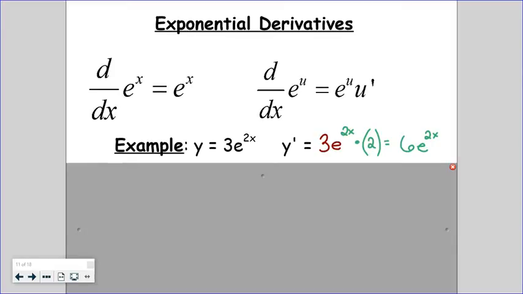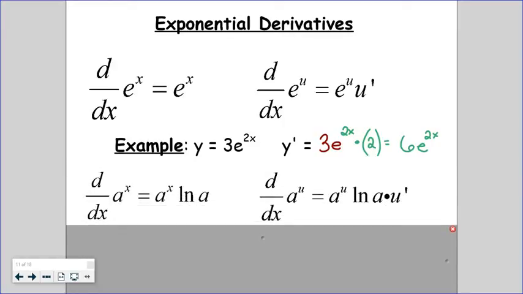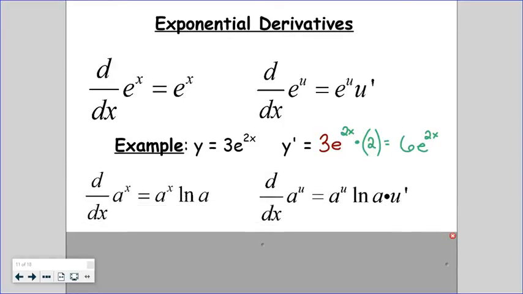Okay. Now, what if the base is any other number besides e? Well, it looks a little different, but we'll talk about how they're actually the same thing that we're looking at. If it's any other number, 2, 5, 7, any other number as a base raised to an x, we get the original, a to the x, but then you also follow it with times the natural log of the base. And if the exponent happens to be more than just the letter x, we apply chain rule. So derivative of the outside is the original, a to the exponent, times the natural log of the base, times the derivative of the exponent.